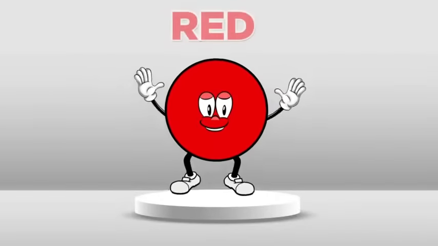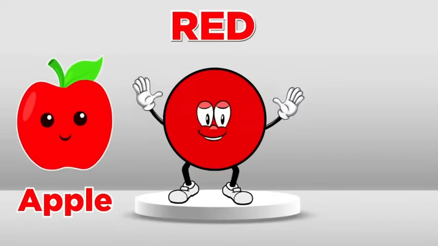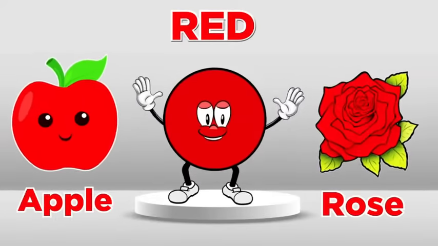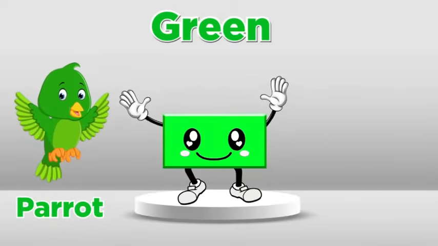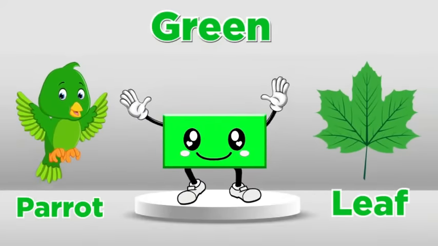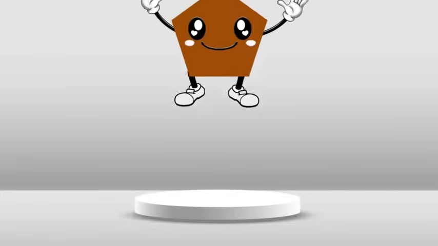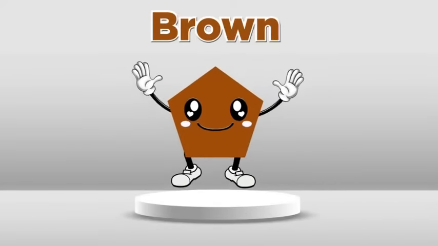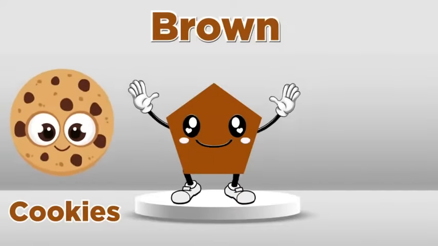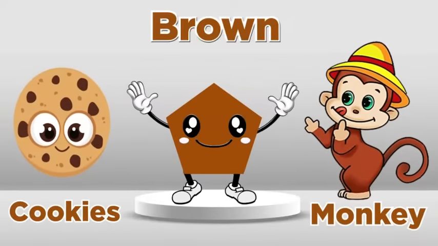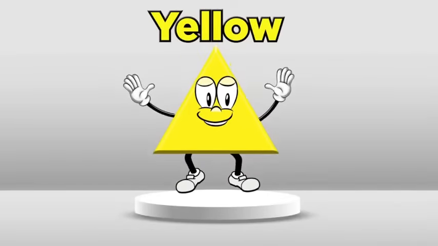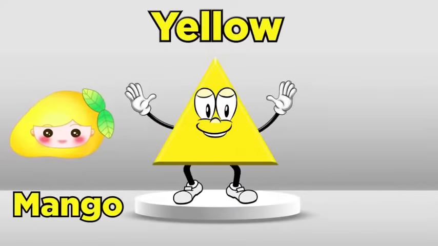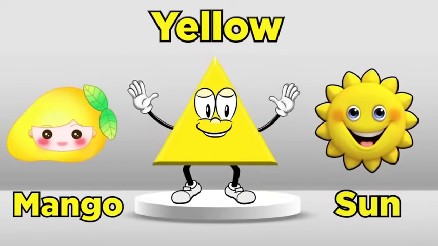This is red. Apple is red. Rose is red. This is green. Parrot is green. Leaf is green. Brown. Cookies are brown. Monkey is brown. This is yellow. Mango is yellow. Sun is yellow.